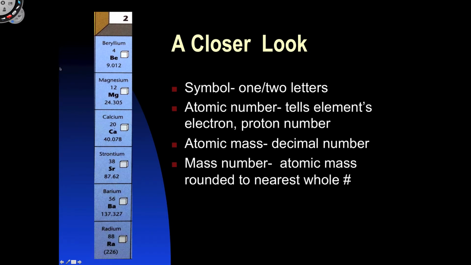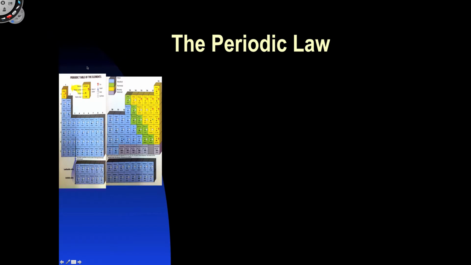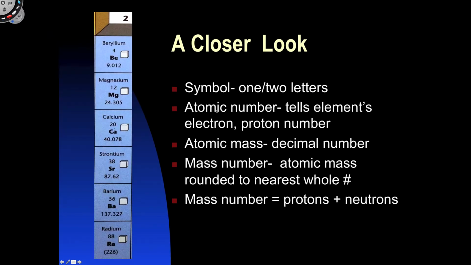So let's take a closer look here. The symbol is going to be one or two letters. There's a few exceptions to that. There are some that have temporary symbols, and those symbols are going to change once the element gets officially accepted. It can take years for the scientific community to recognize a new element added to the periodic table. It's done by the IUPAC.